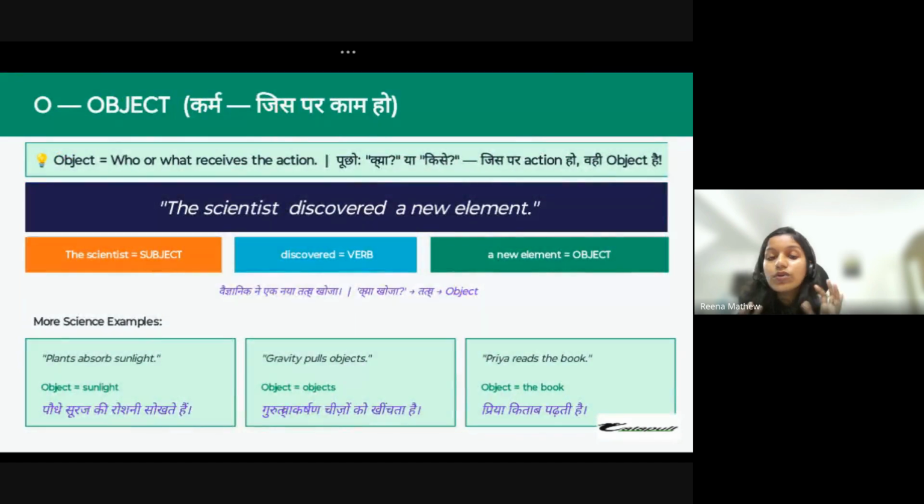Now we'll go to the third element, that is object. Object is who or what receives the action. क्या और किससे, जिस पर एक्शन हो वही ऑब्जेक्ट है. So we'll take the earlier example. The scientist discovered a new element. इसमें क्या ऑब्जेक्ट है?